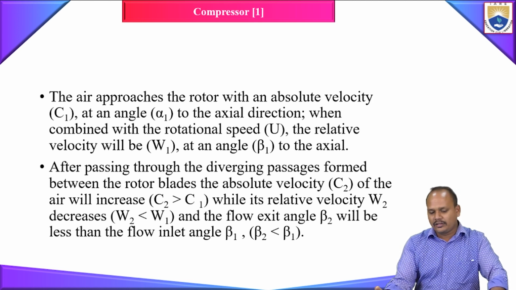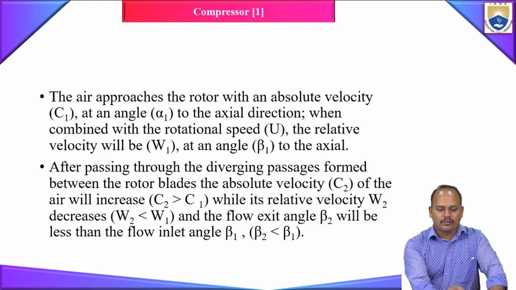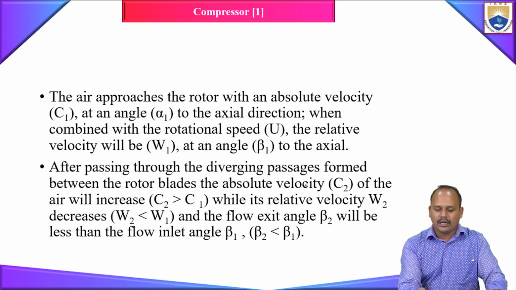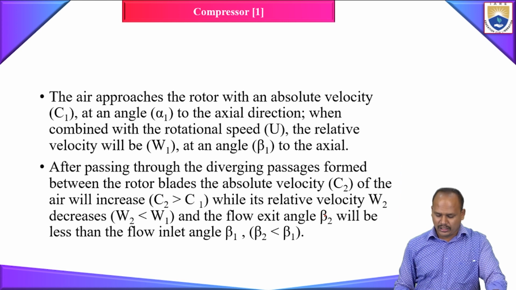So when the air is passing through this rotor blade, what is happening? Your absolute velocity, that is C2, the absolute velocity at the exit of our rotor blade, is increasing. So at the exit of your rotor, your C2 will be greater than C1, and the relative velocity will be reduced, because this relative velocity is the one which is converted into absolute velocity. So your W2 will be less than W1. That means your beta 2 will be less than beta 1. Okay, your alpha 2 will be greater than alpha 1, whereas your beta 2 will be less than beta 1.